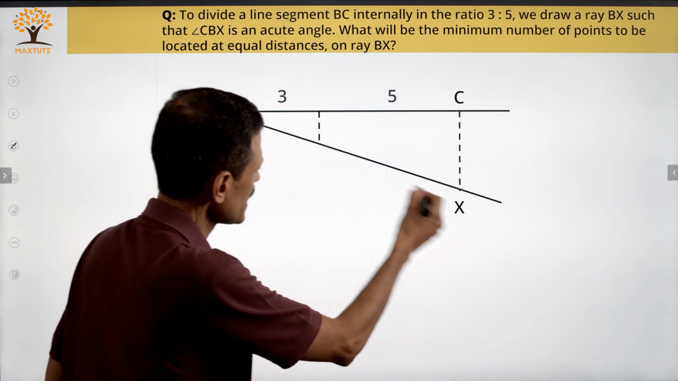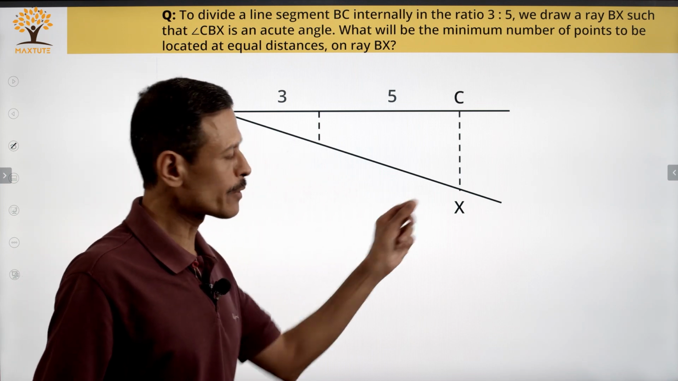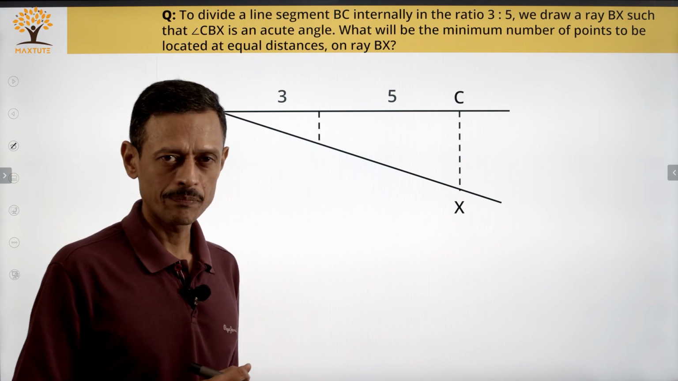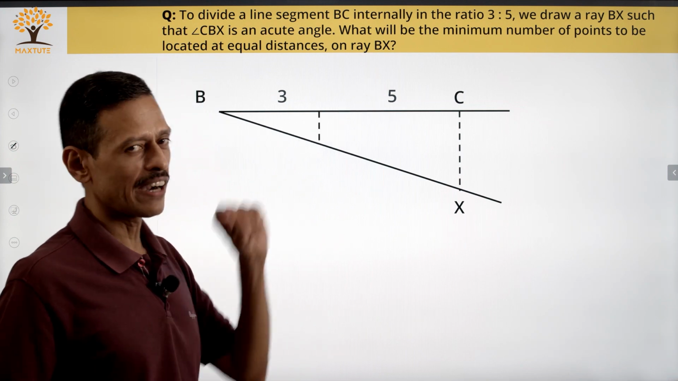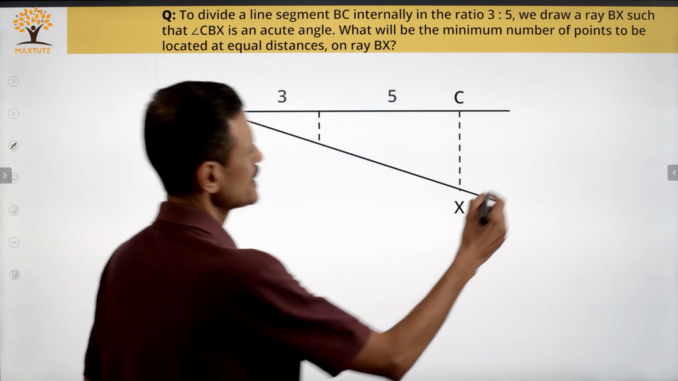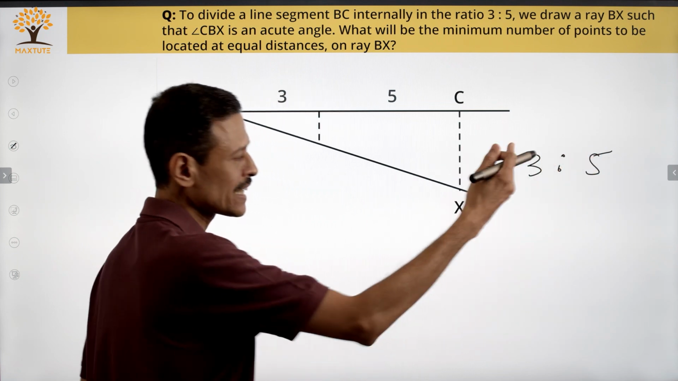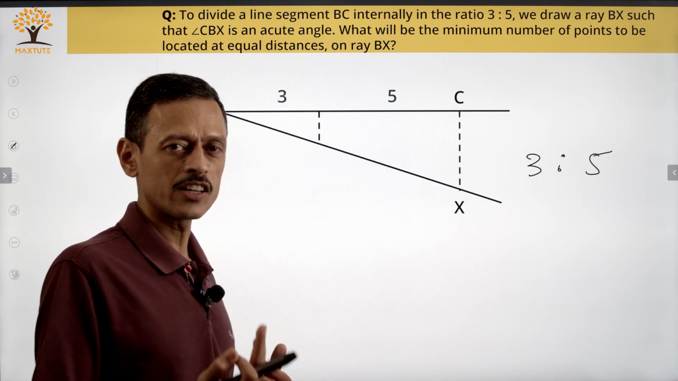We are using this ray BX to basically divide it. How many points, what is the least number of points that we need to locate on BX so that this happens? Basically, it involves one very simple idea. What's the ratio in which we are dividing it? 3:5. Is this the least form of this ratio? Is there any term common between 3 and 5? 3 and 5 are obviously prime numbers. There cannot be anything common between them.